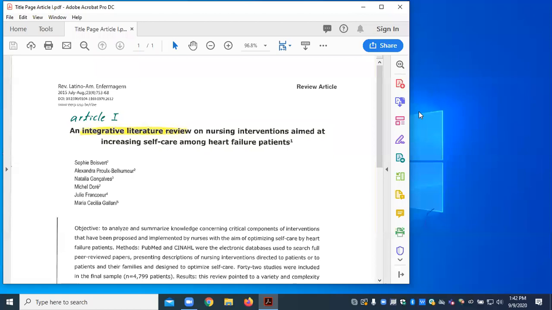Okay. Hope, are you there, Hope? Yes, I'm here. Okay, read the title. It's Article I. Of literature review on nursing interventions aimed at increasing self-care among heart failure patients. You said integrative literature review, right? So it's broad summary, right? Yes. Integrative literature reviews. This is not a systematic review, okay?